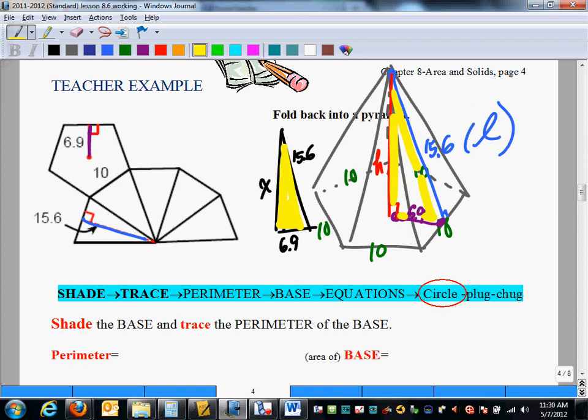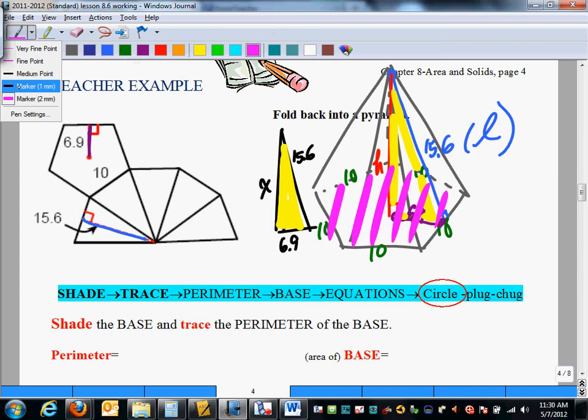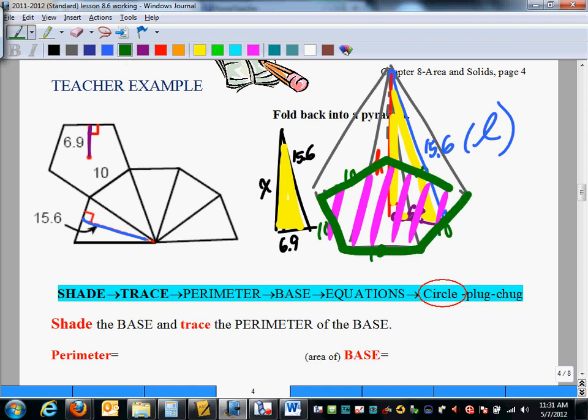Right, this will take 3 minutes, guys, so pay attention. Step 1 is shade, trace. So we want to shade the base, please. Shade the base, so stripe it or shade it. Now, trace the base. When I say trace the base, that means the perimeter of. Always do a little baby arrow that reminds you that you're going around there.